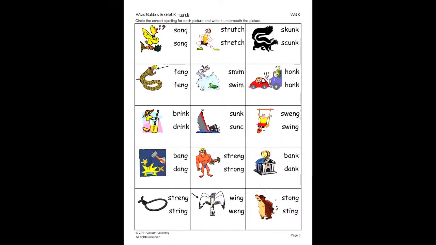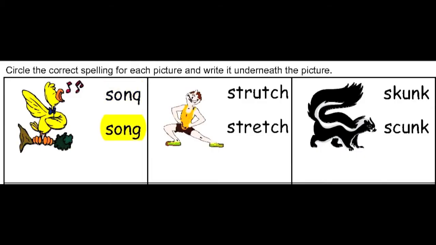In this activity, the student will identify the picture, circle the correct spelling, and write it underneath. The child should ask himself which is the correct spelling for the picture. Once he decides which is correct, he should circle the correct spelling and write the word underneath.